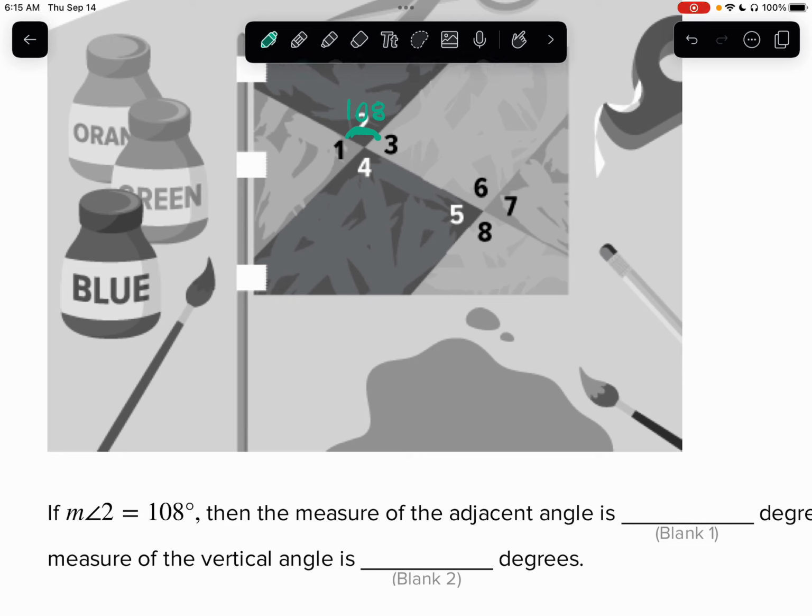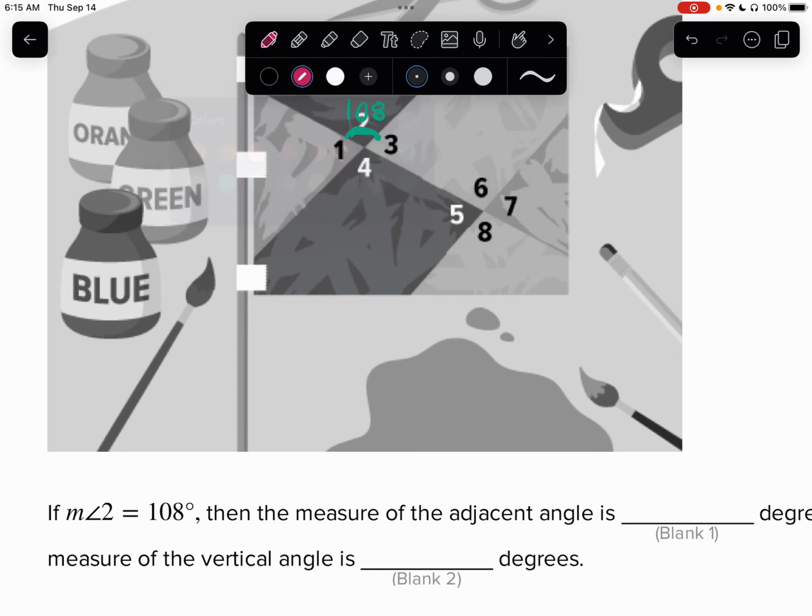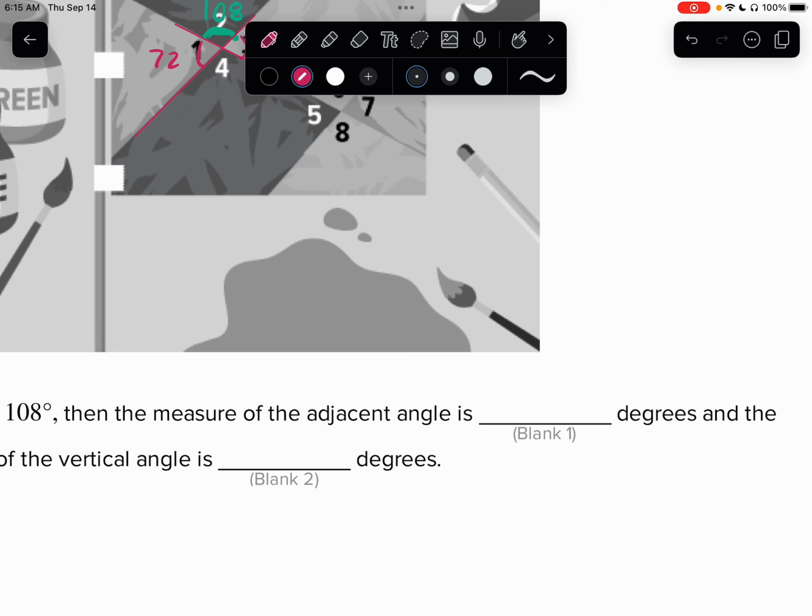So we have 2 adjacent angles here. We could say angle 1 or angle 3. Those are both adjacent. But either way, there's a straight line right here, and there's a straight line right here. So it's going to be the same measure either way because they both form straight lines. So I just have to do 180 minus 108, and that is 72. So either of these angles would be 72 here because they're next to that 108 on a straight line. So the measure of the adjacent angle will be 72 degrees.